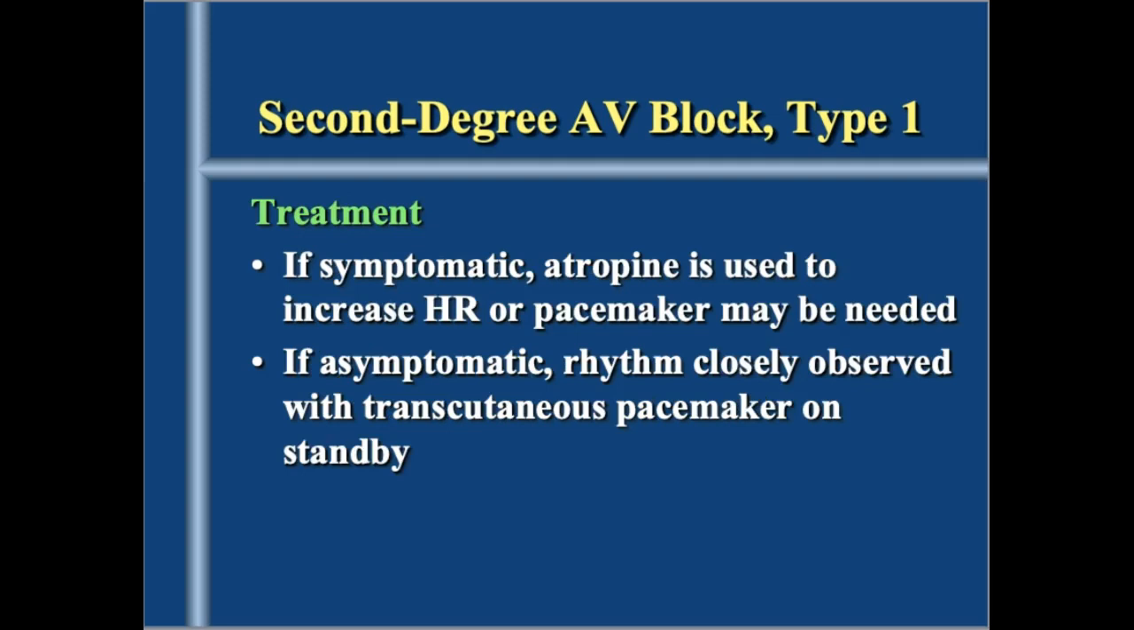So our second degree type 1 Wenckebach block is characterized by widening PR intervals until we finally drop a QRS complex. If it's asymptomatic, we may just watch them, monitor them, make sure that they're maintaining their cardiac output, check their blood pressure, and make sure they don't have symptoms. But we are going to have our transcutaneous pacemaker on standby, which basically means we're going to have our patches on them, we're going to have our code cart nearby, and we're going to keep a close eye on them. If they're symptomatic, we're going to give them atropine or start the pacer.